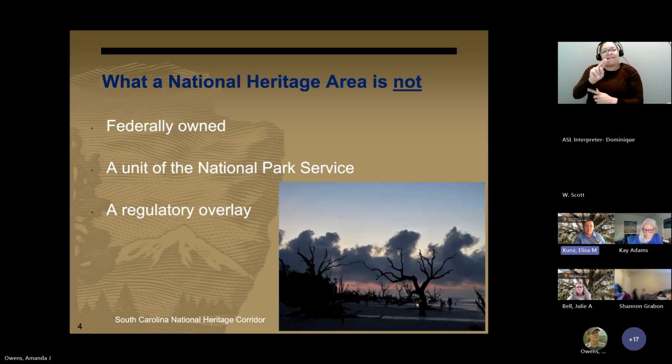You may be familiar with Colonial, Fort Monroe, or Cape Hatteras, which are near to this study area, but it is not a unit as those locations are units of the National Park Service. And Congress has also been pretty clear that it is not a regulatory overlay. While we talk about national heritage areas and they have designation, there is not a regulatory overlay that goes with that designation.